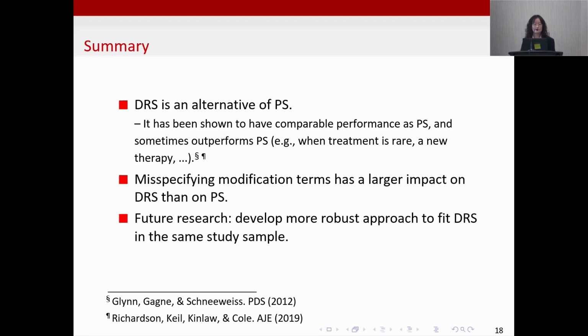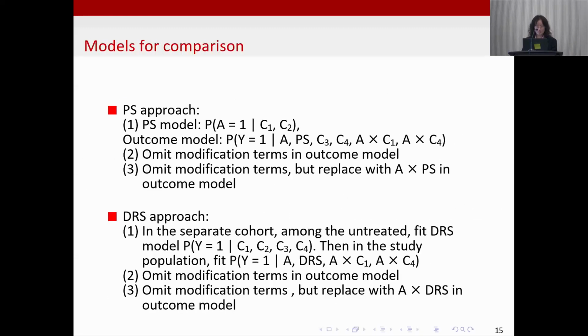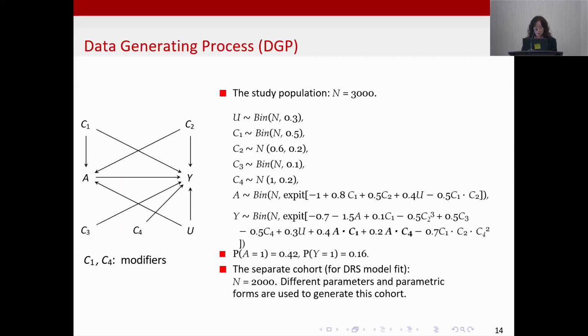Thank you for a lovely presentation. Can you tell me a little bit about U? U is the unmeasured confounder. So when generating the true Y, we include U, but when using the PS and DRS, we don't control for U since it's unmeasured. So they perform quite well despite the fact that there's residual confounding.